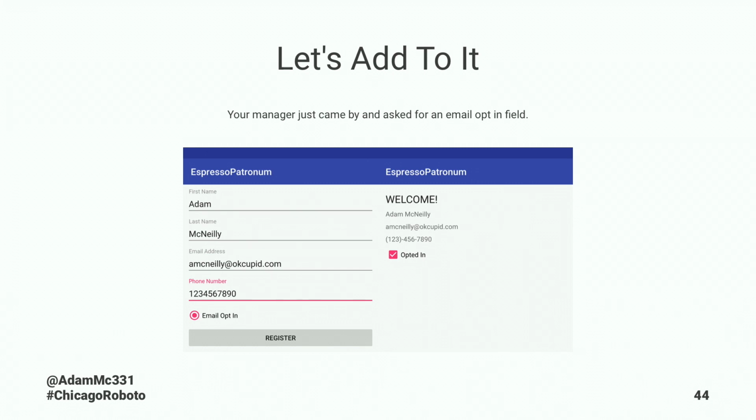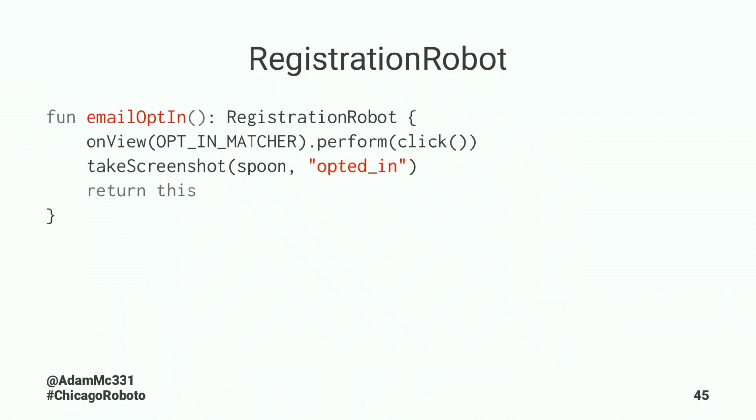But what would it take to modify our test to be able to handle this? Is that extra button going to make my test harder to maintain? Well, not really, because for our registration robot, we just have to add one new method called email opt-in. And what we do there is we find that opt-in view that we've just added and click it, because in this case it's just a radio button, and add in our screenshot method and return this for our builder pattern. And that's all it took to add email opt-in to our registration robot, just a few seconds.